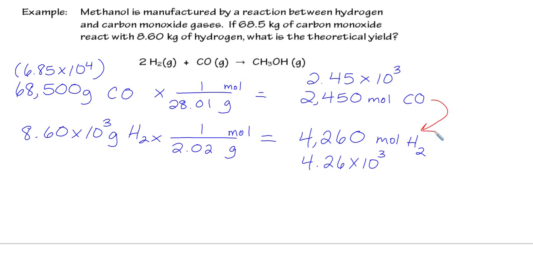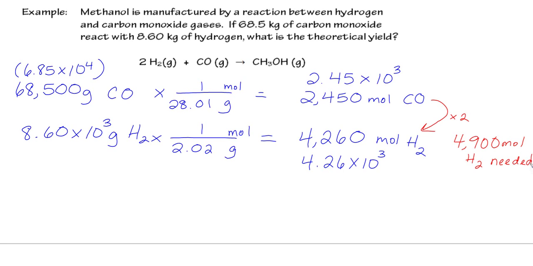If I multiply carbon monoxide times 2, that's the amount of hydrogen I would need. So again, this isn't a crazy number. Approximately 2,450 times 2 would give me about 4,900 moles of hydrogen needed.